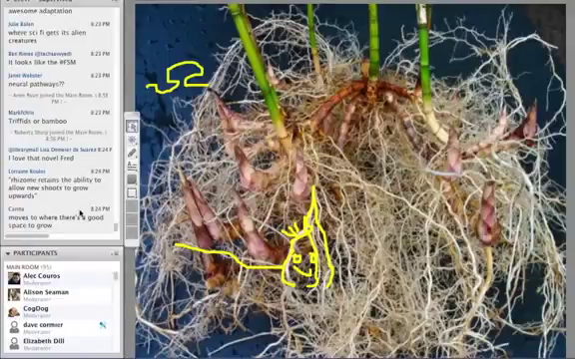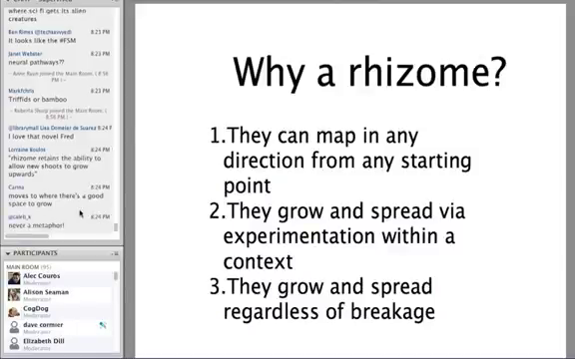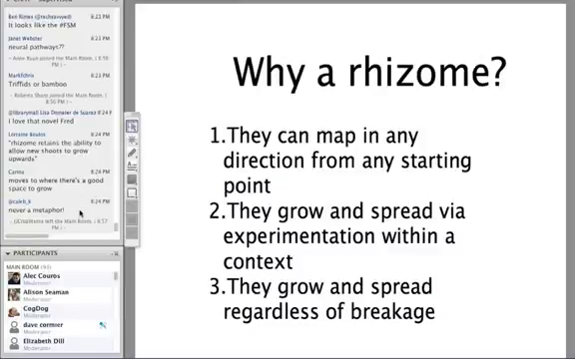And I pulled out 3 of the things that they said to talk about here. So one of them is they can map in any direction from any starting point. So there's no preset way in which a rhizome is going to go. It's going to follow its environment. It's going to go around a rock. It's going to go towards the water that it might feel over there, and it's going to spread around. You can encourage it.